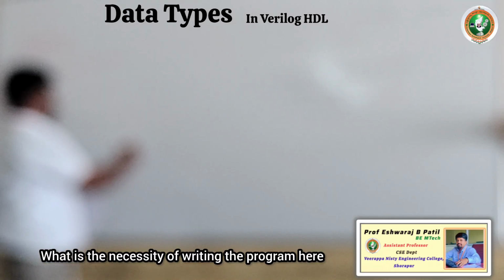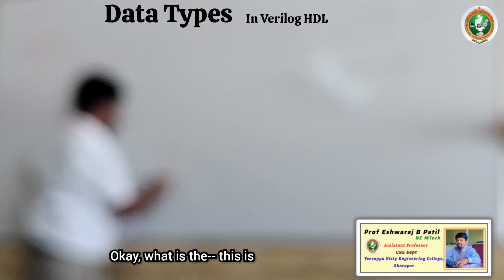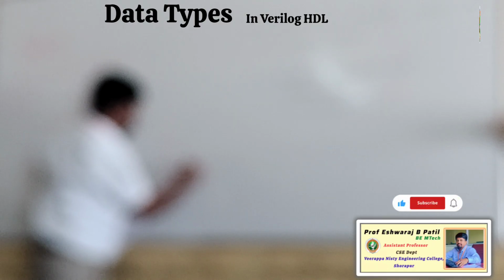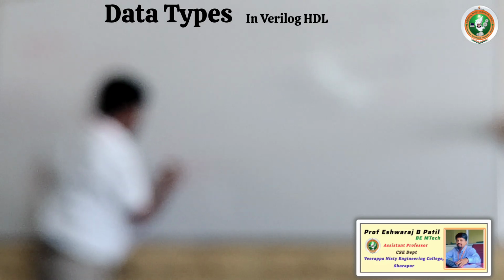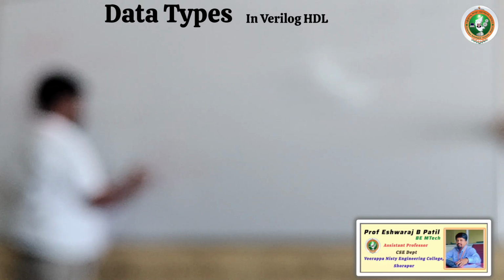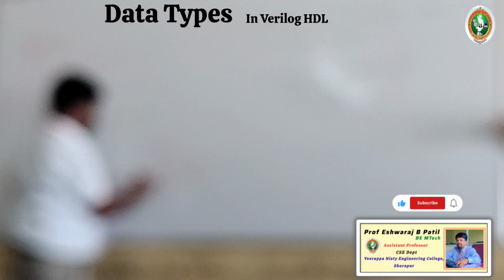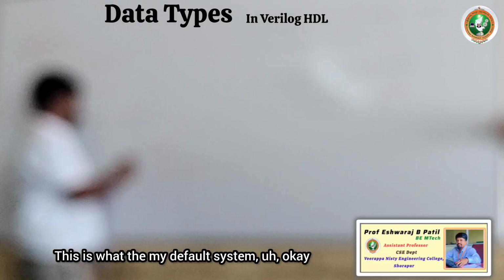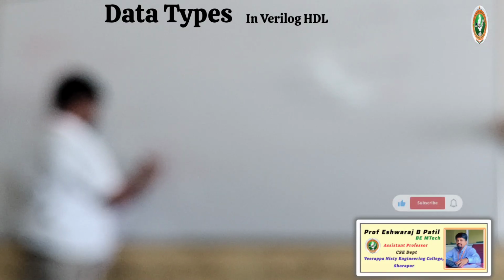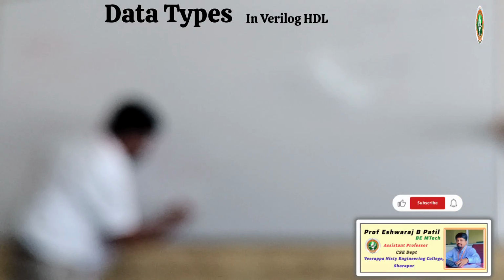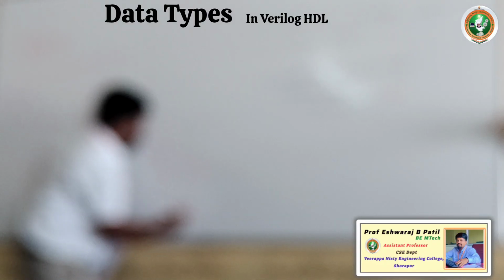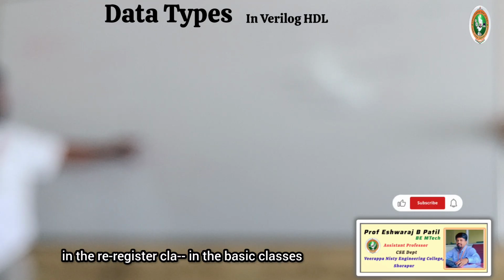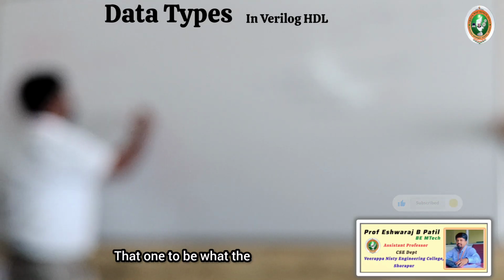What is the necessity of writing the program here? This is my default digital design system. This is y equals AB plus BC. For this one, I wrote the program in the register class and the basic classes, to be in the behavioral model.